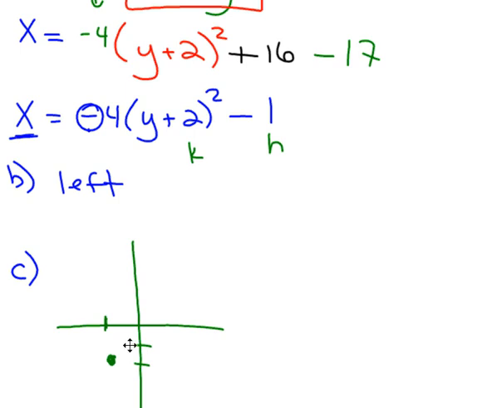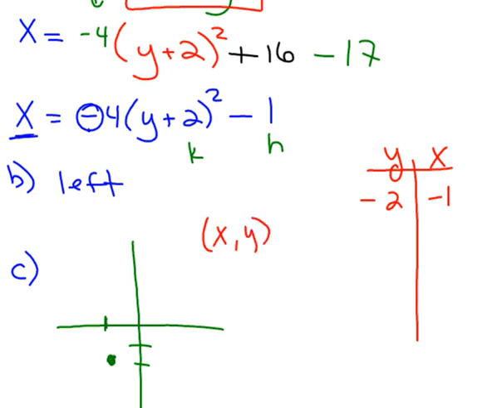Now, if this confuses you, you can always go back and resort to t-charts, right? Pick values for y, put them in and see what you get for x. Okay, so if I pick -2, -2 plus 2 is 0, squared is 0, times -4 is still 0, and so I get -1. Now what you have to be careful is you're plotting x, y, right? So make sure that you plot this first. This is still the point (-1, -2), right? So (-1, -2), there I am.